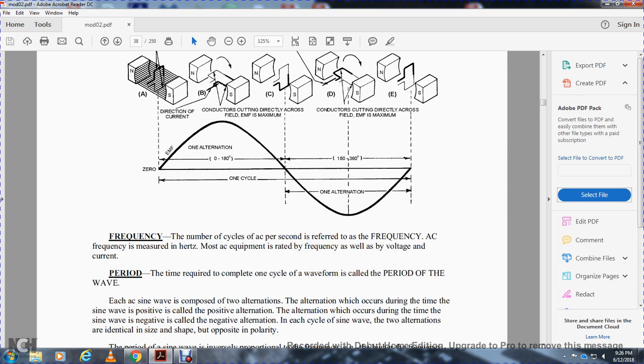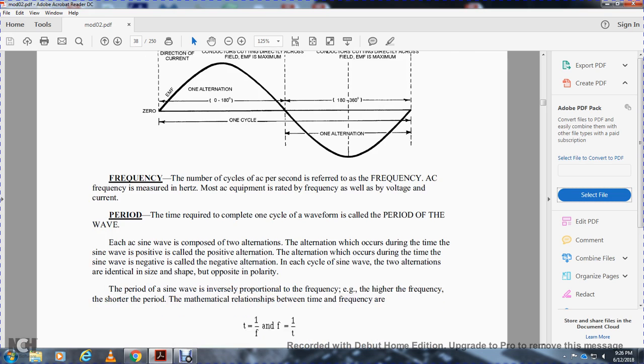The period is the time required to complete one cycle of the waveform. Each AC wave is composed of two alternations. The alternation that occurs during the positive half of the sine wave is called the positive alternation, and the negative one is called the negative alternation. In each cycle of the sine wave, the two alternations are identical in shape but have opposite polarity. The period of a sine wave is inversely proportional to the frequency.